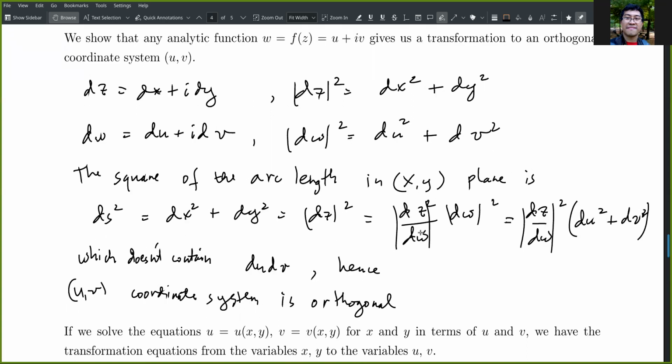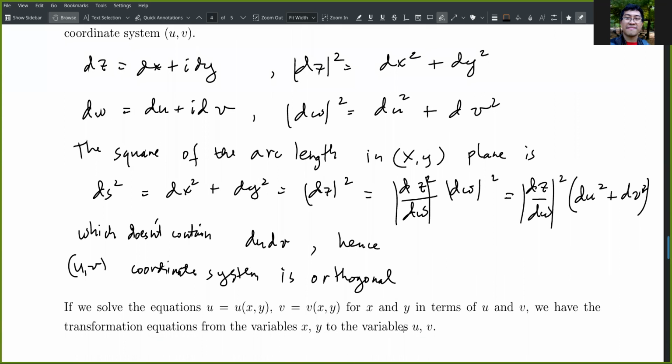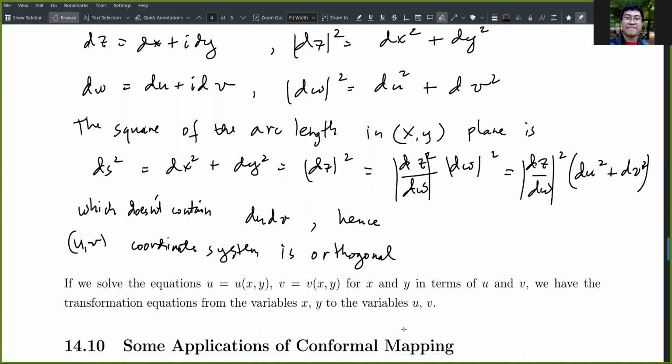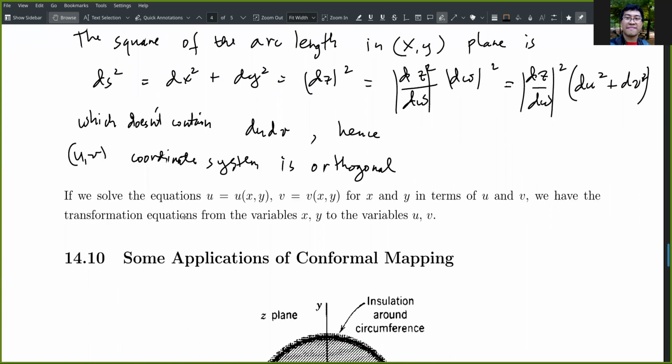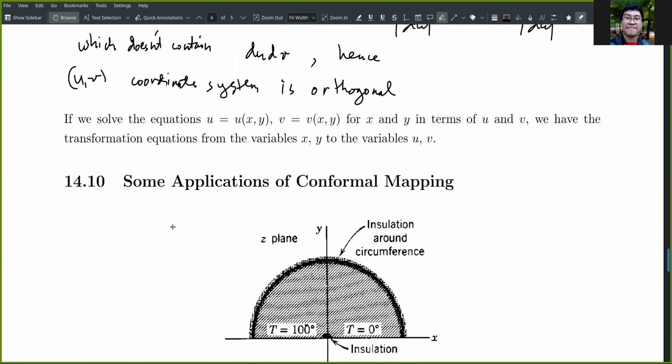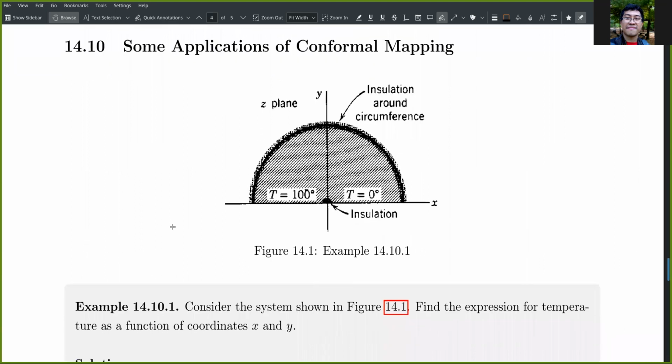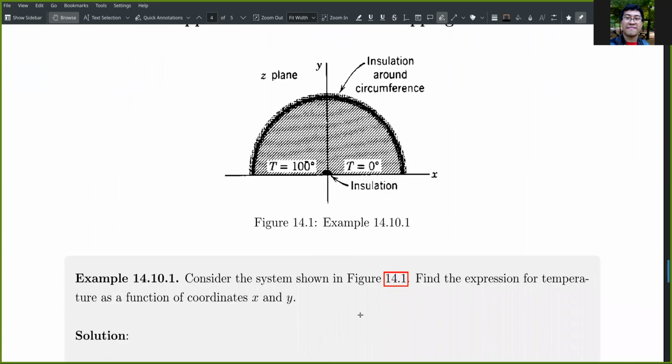So what we can do with this is that if we solve equations u and v in terms of xy, for x and y in terms of u and v, we have the transformation equations from variables xy to the variables uv. Something that we will need this for would be in some applications. For example, consider the system shown here.